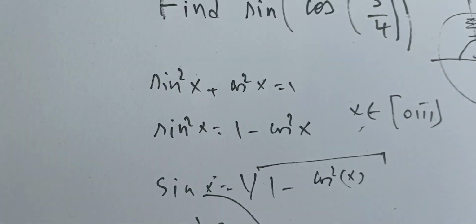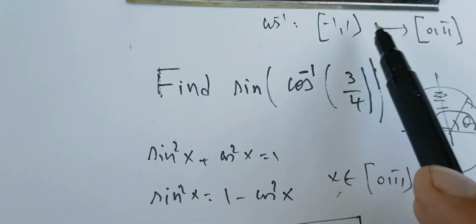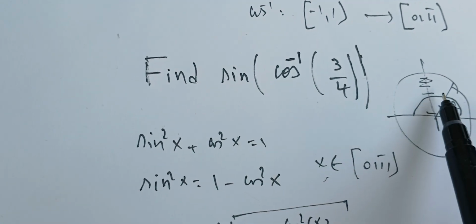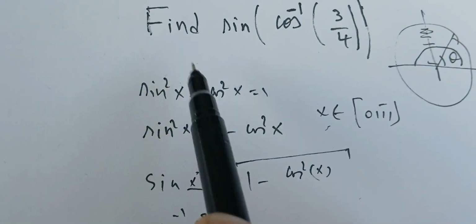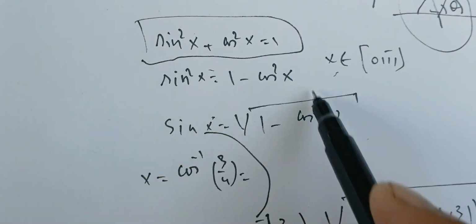And these are the steps that I need to follow. I need to know the domain and the range for the cosine inverse, and I need to know when the sine is positive. And using this idea, I can solve.